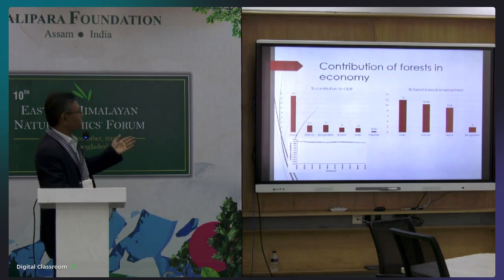And this is also some data that shows how forest contributes to our economy, and comparison among the different SAARC countries.